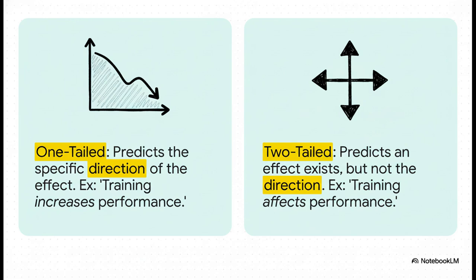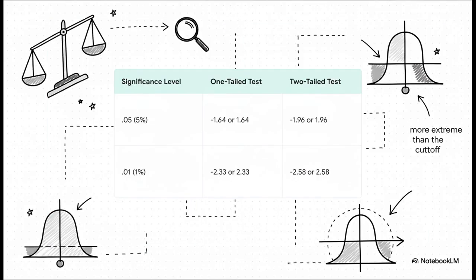A one-tailed test is when you're making a bold prediction about the direction of the change. You're not just saying the program has an effect, you're saying the program decreases employee stress. A two-tailed test, on the other hand, is more open-ended. It's like saying, hey, I think the program changes employee stress, but you're not committing to whether it goes up or down.